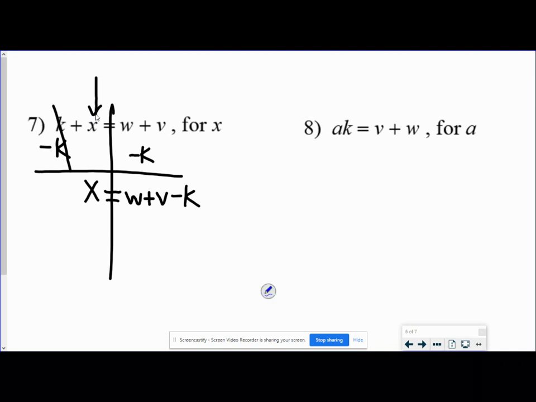All right, for this last problem, again, I want to get the a by itself. I have to get rid of multiplying by something. So I'm going to divide by the something I want to get rid of. And again, right now, big fraction for the whole side. So a is equal to v plus w over k.